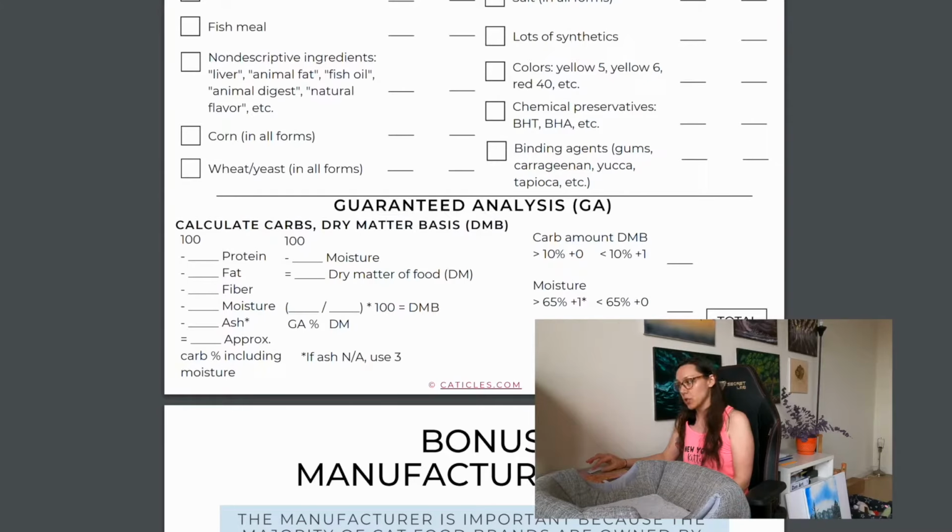If you're looking at freeze-dried raw food, the moisture is going to be low. You would still add a point because you're going to rehydrate with water. So the moisture content will improve when you rehydrate with water.